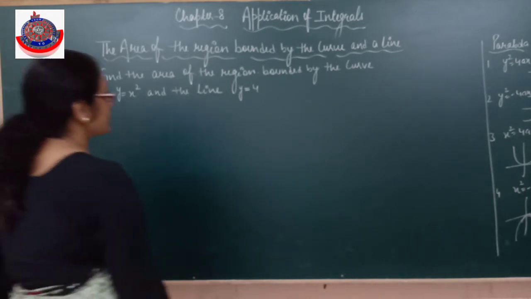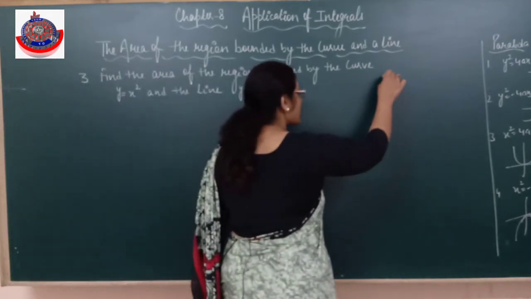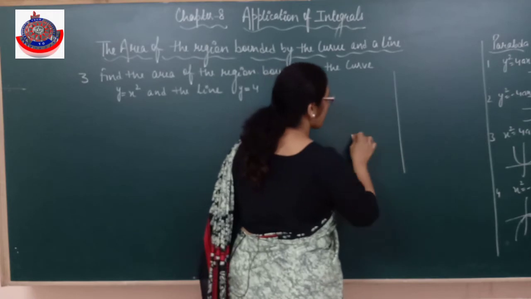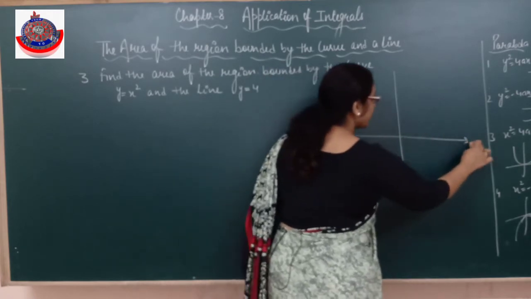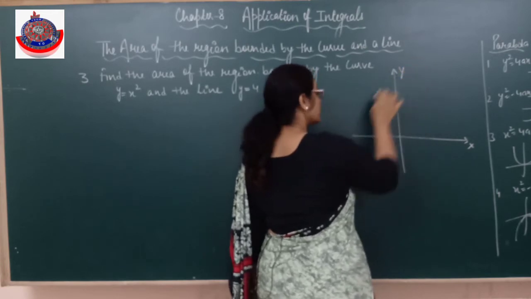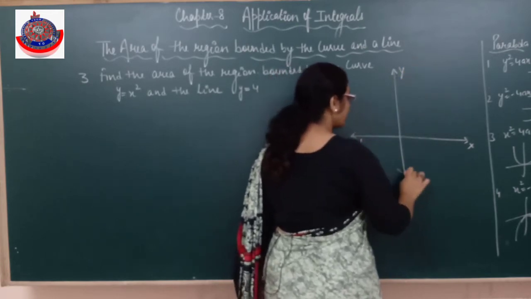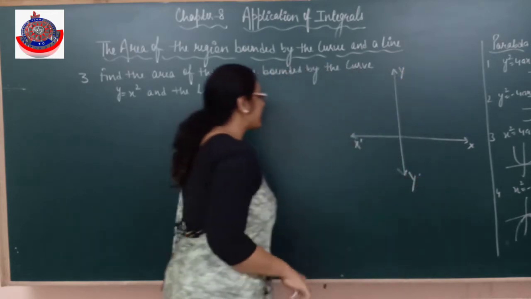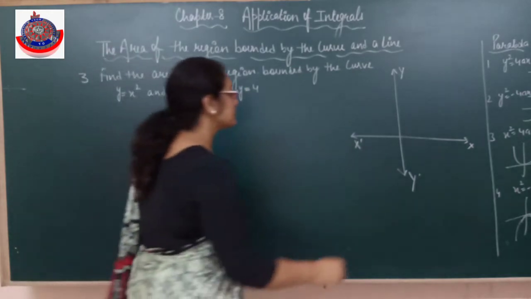And the line y is equals to 4. So now one thing is there. See, now we have two: one is a line, one is a curve. Further you will get two curves also. See, plotting one is easier. I know that this parabola is going to be like this.